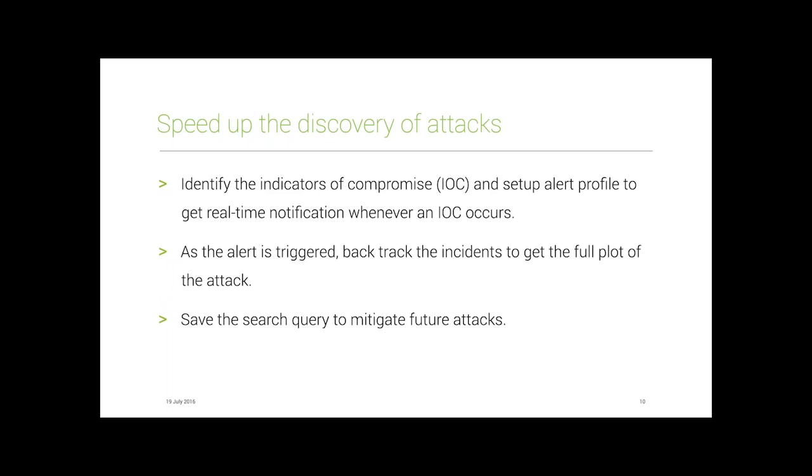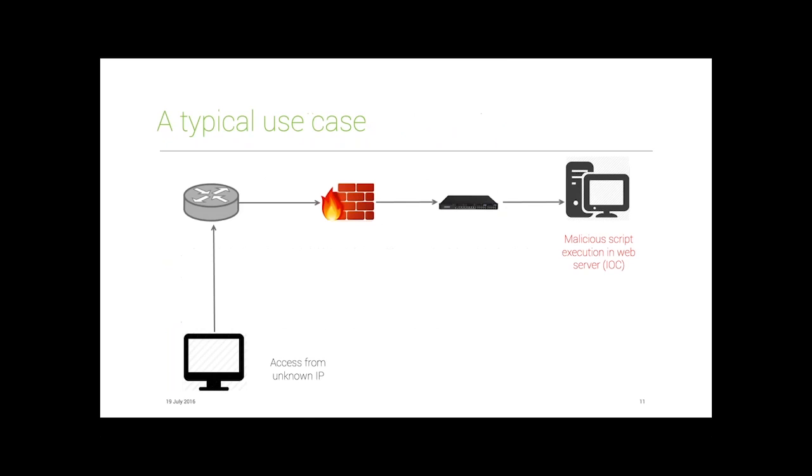To speed up the discovery of attacks, you need to identify the indicators of compromise and set up an alert profile to get a real-time notification whenever an indicator of compromise occurs. After getting the alert, you need to backtrack the incidents to get the full plot of the attack and save this forensic report as an alert to mitigate future attacks. Let me demonstrate with a typical use case.